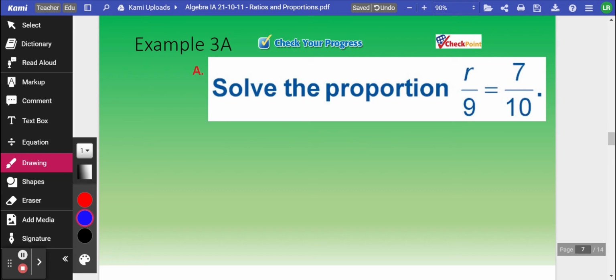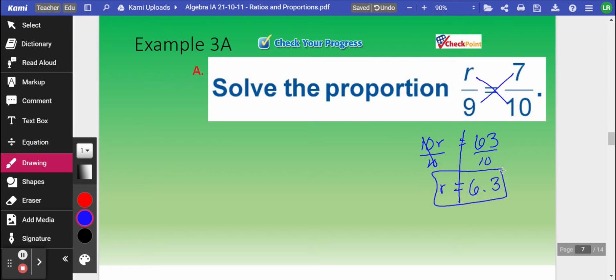All right, let's take a look. Fraction equals fraction. So let's cross multiply. 10 times r is 10r. 9 times 7 is 63. Already on opposite sides, finish him. Divide both sides by 10, and r equals 6.3. Boom.